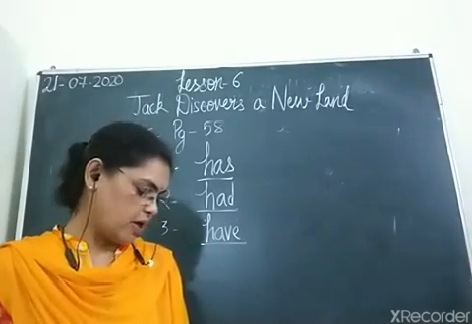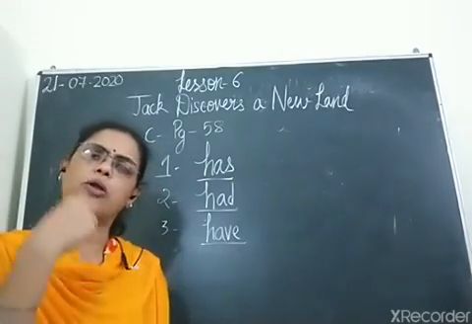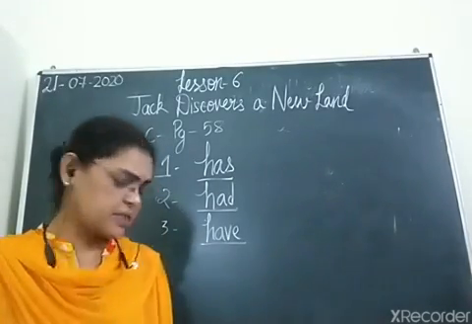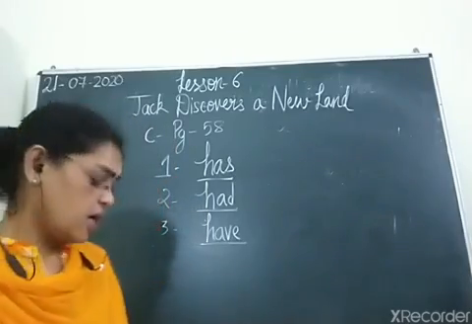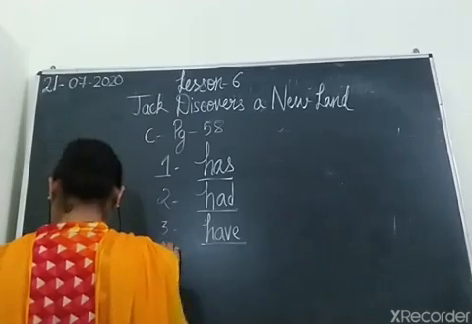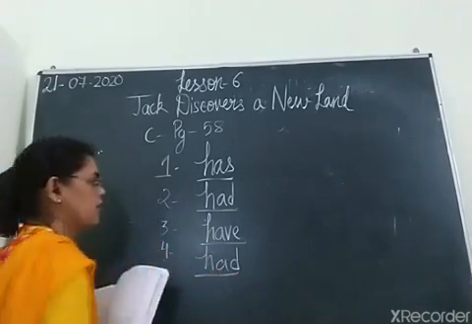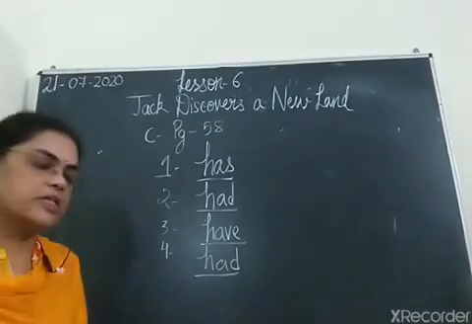Then the fourth one. Parul dash took us last year. Now we are talking about the year which is already passed. Last year. So what will we write, beta? You have the options have and had. So we will be writing had. Parul had took us last year.